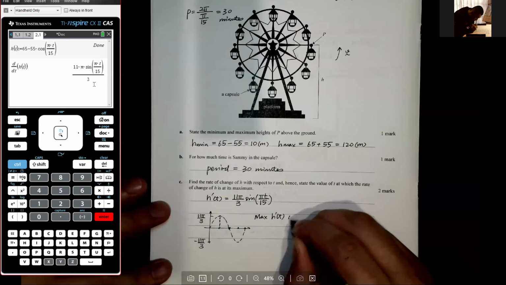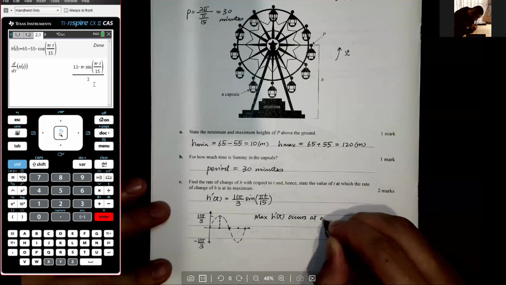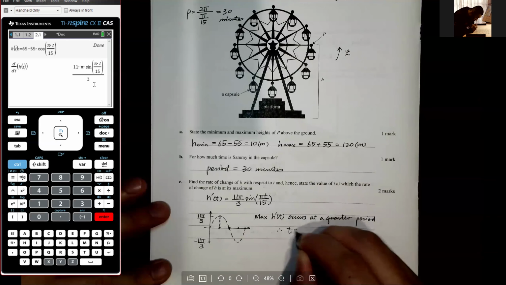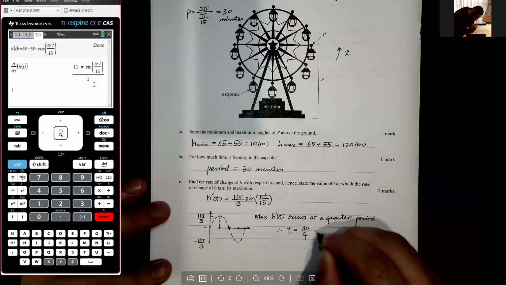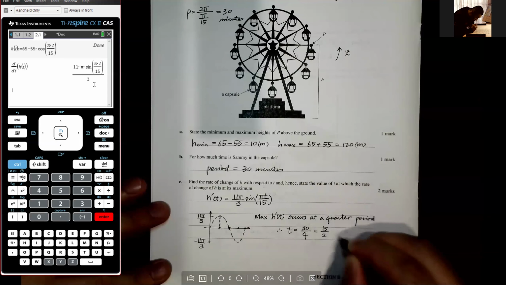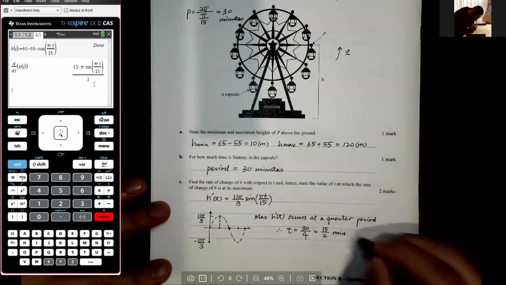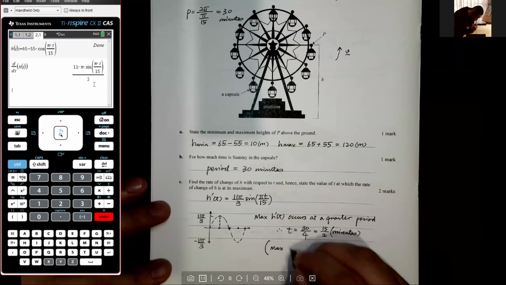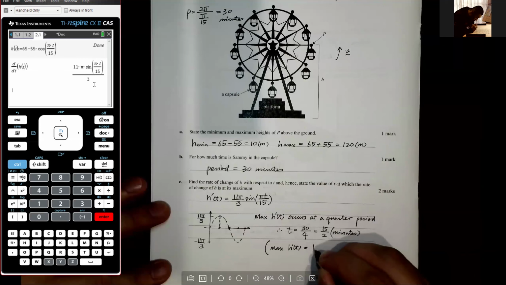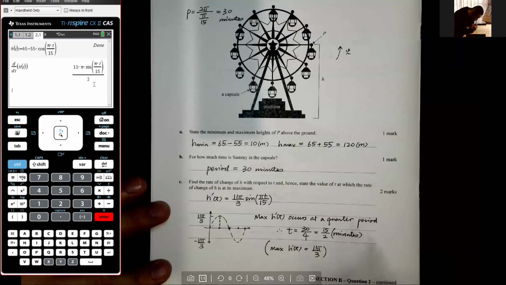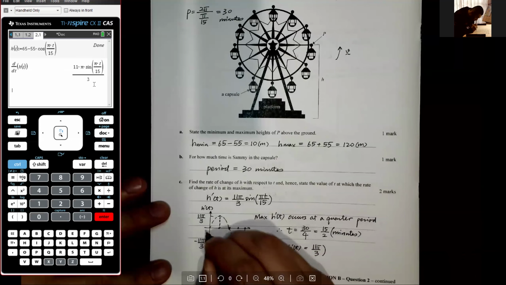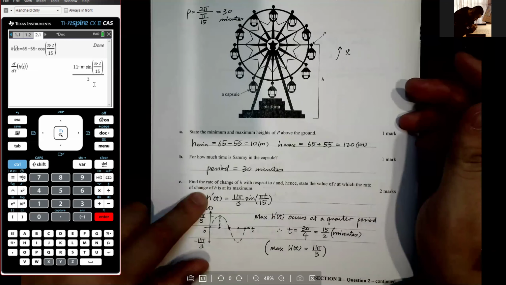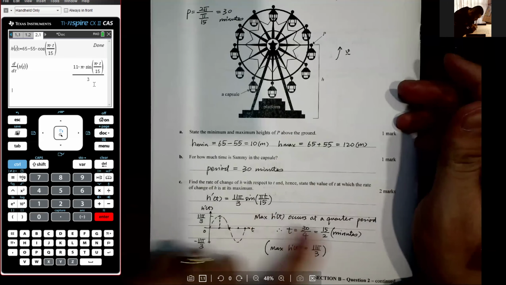Maximum H dash of t occurs at a quarter period. Therefore, t equals 30 divided by 4, which is 15 over 2. And the answer should be in minutes. And maximum H dash of t equals 11 pi over 3, but I don't think that's required. It's just indicating, okay, this is H dash of t, this is 0, this is t. So that's 2 marks, or maybe 1 mark for this derivative, and 1 mark for the value of t.